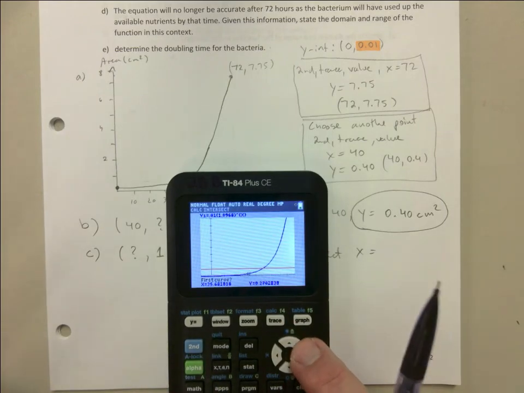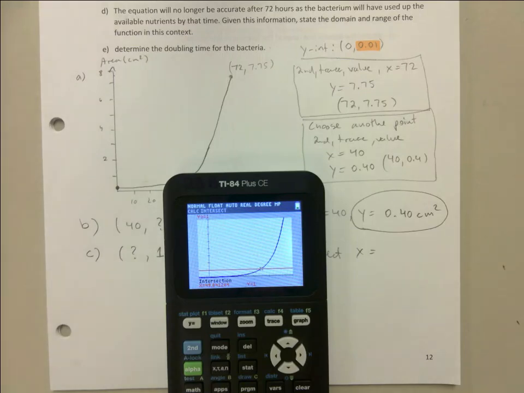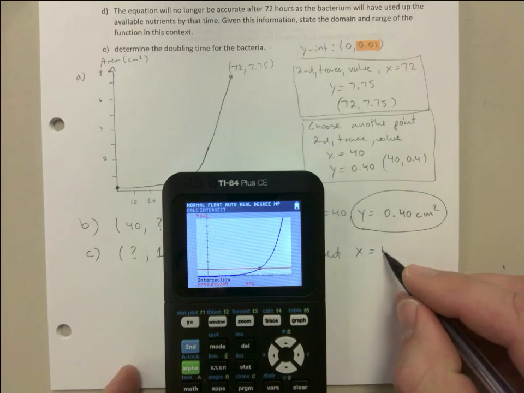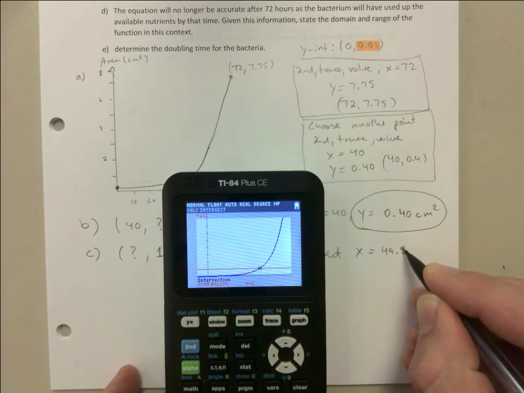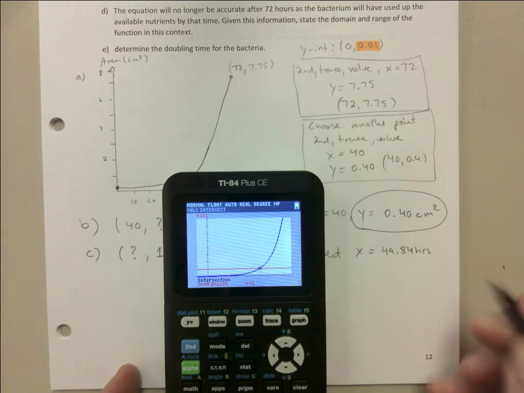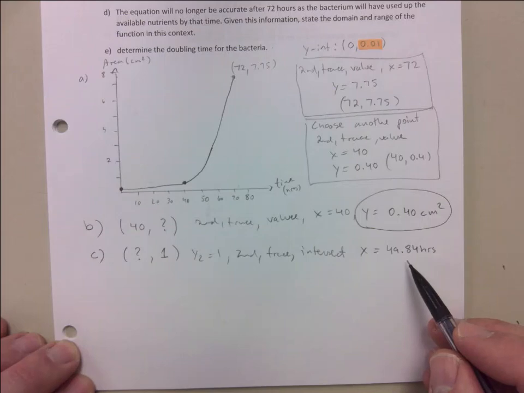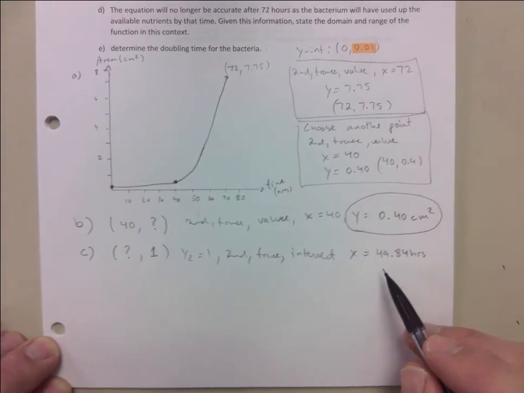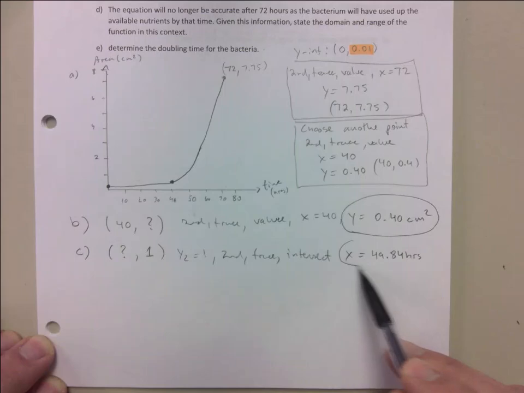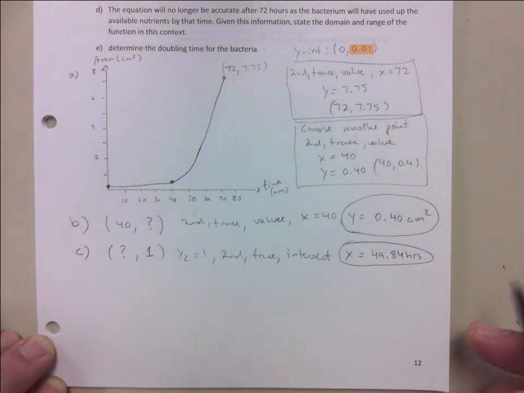So when things aren't happening, you need to kind of see what's happening here. Is my window off? What is happening? So this is 49.84 hours. And because hours or time in general is continuous, we are okay to state it as a decimal. That's how long it would take.